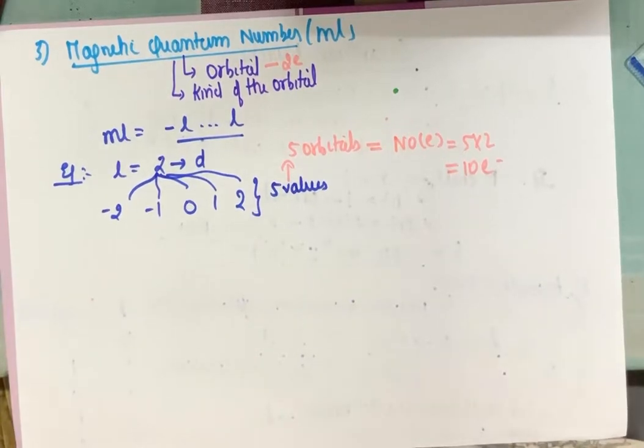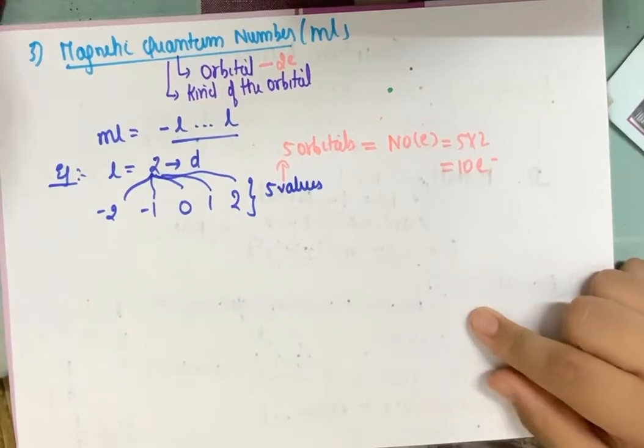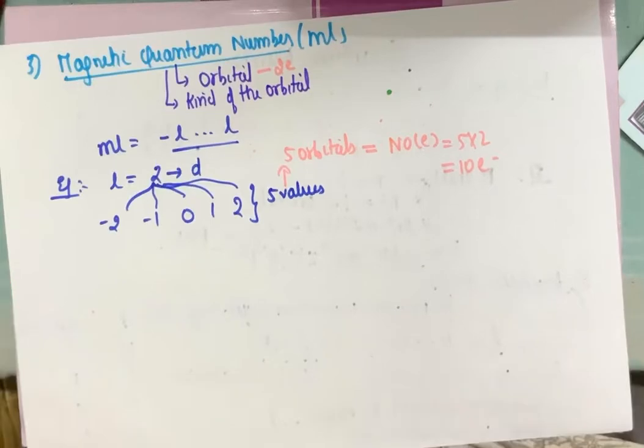So hence, let us revise. The magnetic quantum number gives the value of ml from minus L to L, which includes all the values between them and including them. The magnetic quantum number helps us give the specific orbital and also the kind of orbital, and depends on the azimuthal quantum number. Now one more thing to ease your calculations. See, we have to expand to get the number of 5 values here.